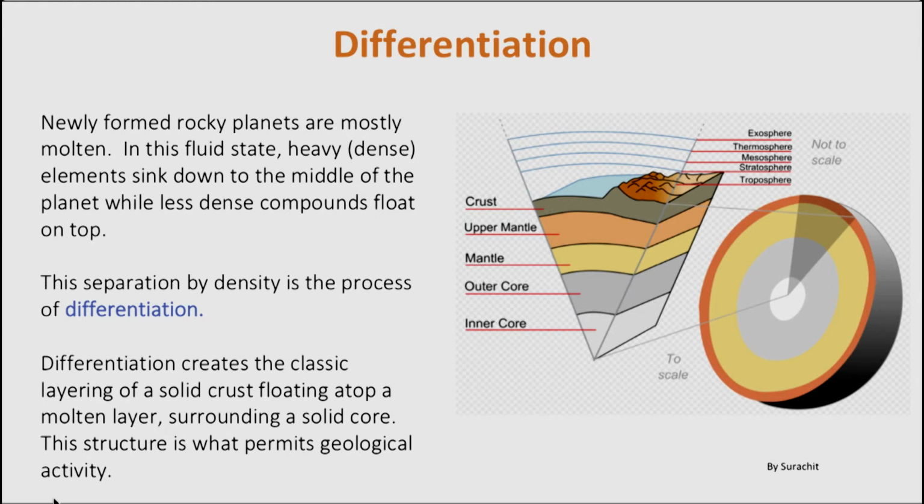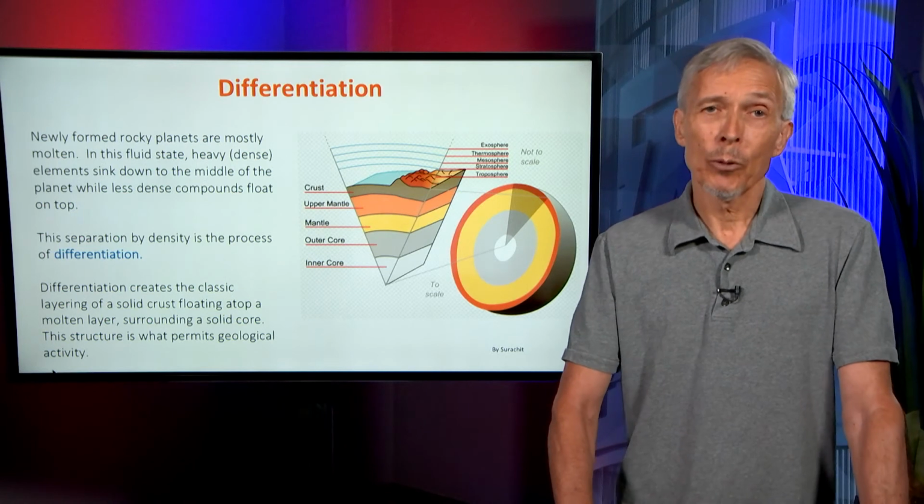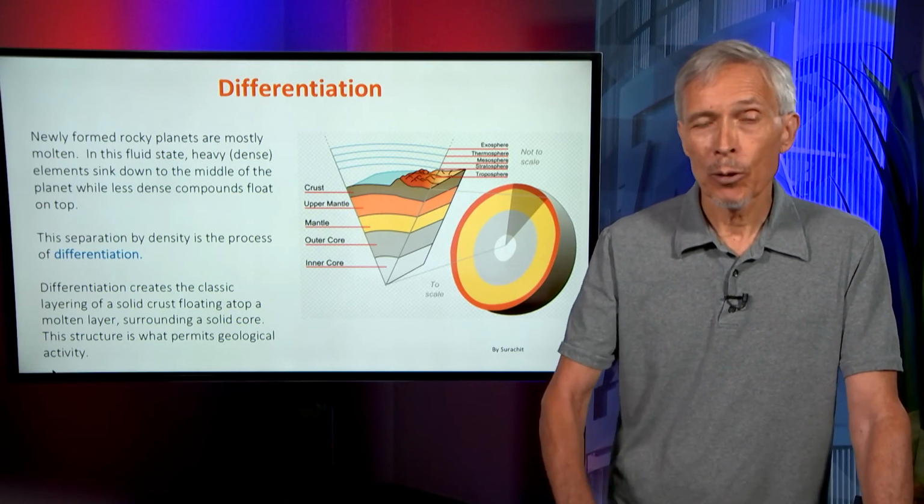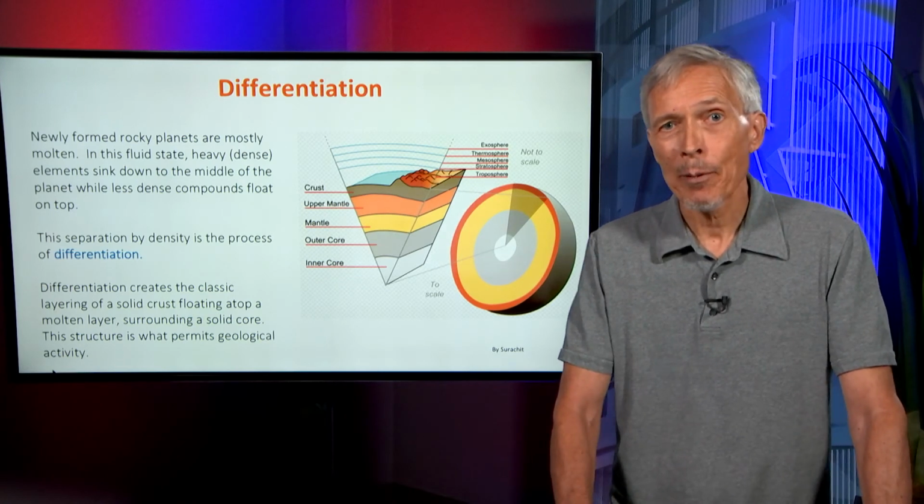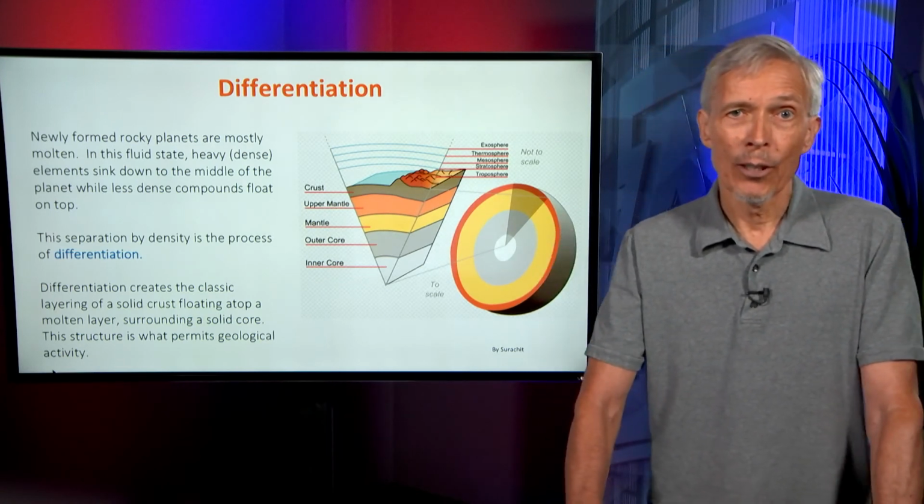In this semi-fluid state, denser material sinks to the center. The analogy of this would be to have a bowl where you have popcorn and marbles. And if you mix them well, but then shake the bowl, the marbles will settle to the bottom, the popcorn will float to the top, and they'll segregate those materials. The same thing happens with rocks and metals inside the Earth.